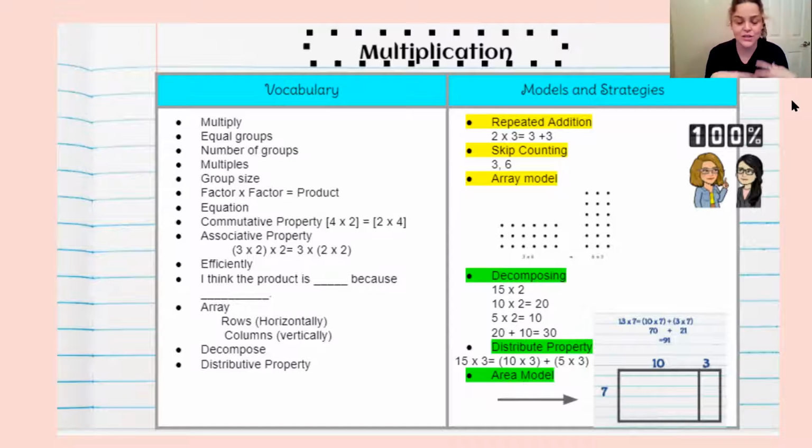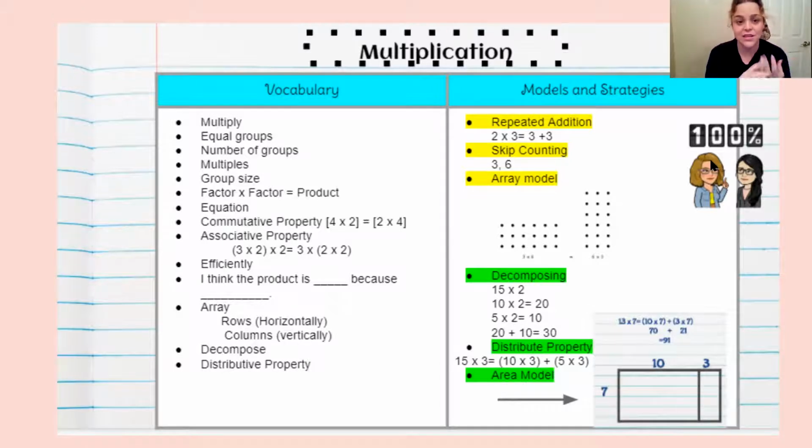The word efficiently, which is like our favorite word in 3rd grade, our sentence frame, I think the product is ___, because the word array, rows, horizontal, columns, vertical, and then the word decompose, which is another favorite word so far in 3rd grade, and then our newest, juiciest word, distributive property.